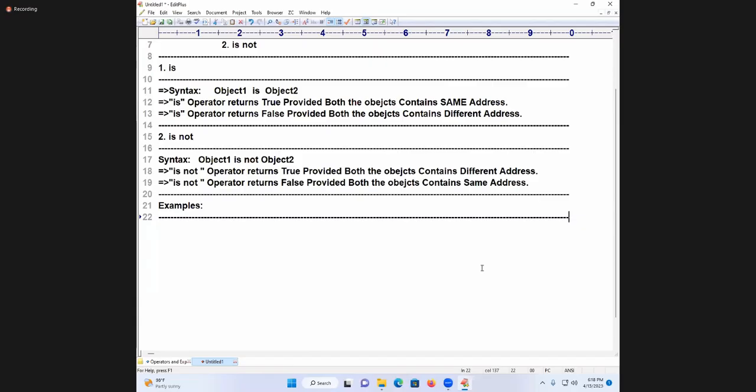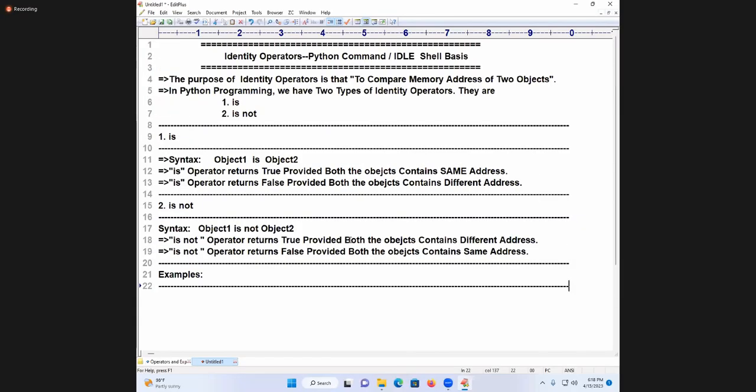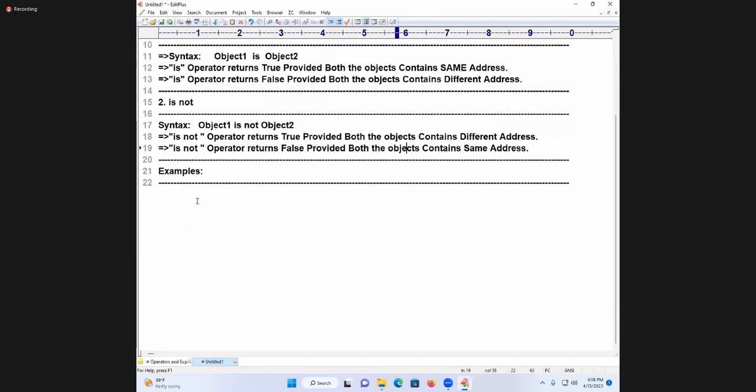The purpose of identity operators is to compare the addresses of two objects. In Python programming, we have two things, is and is not. Object 1, object 2 returns true. Here also there is a spelling mistake. Now I am going to enter into the example part.